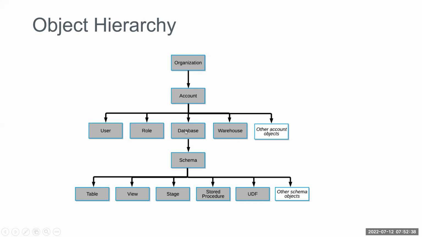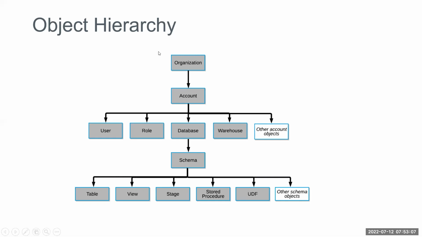And inside the database there will be a schema. So inside the database there will be a schema, and inside the schema again there can be multiple objects: tables, views, stages, stored procedures, file format objects, internal stages, external stages, UDFs, user defined functions. Any kind of objects can be there under the schema. So this is the hierarchy, the organization.